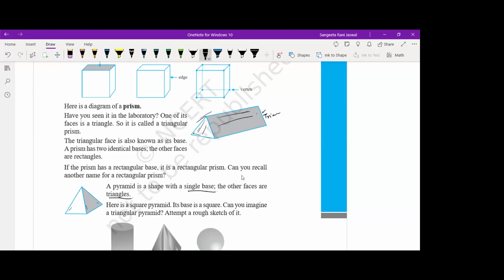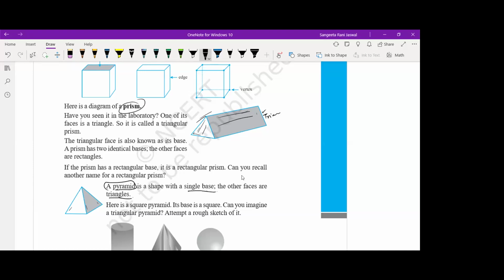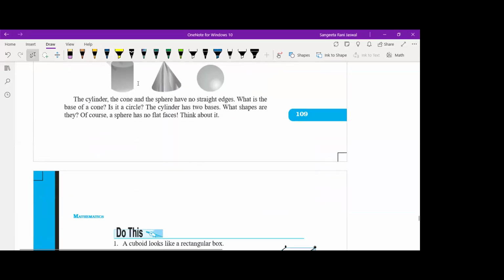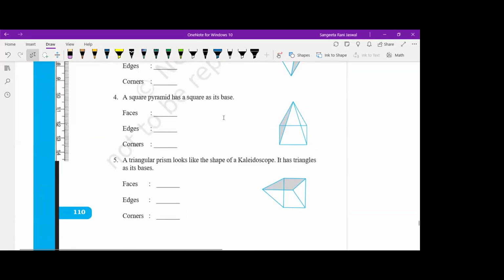Are you understanding the difference between prism and pyramid? Yes, children? Ma'am. In a prism, you have a triangular base and you have two bases and the other sides are rectangles. But in a pyramid, you have a single base. Suppose it's a base and all the sides, if you see like this, these are all mounted upwards and they meet at one vertex. Then we have a cylinder, cone, a sphere. This is the last part of the chapter.